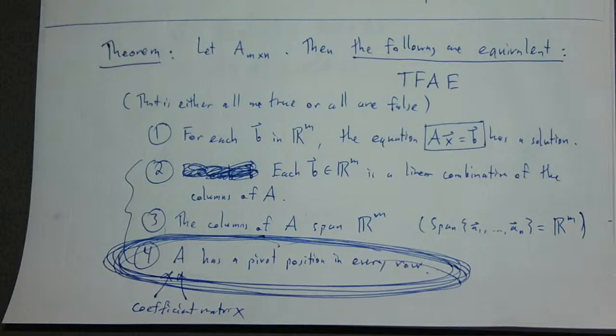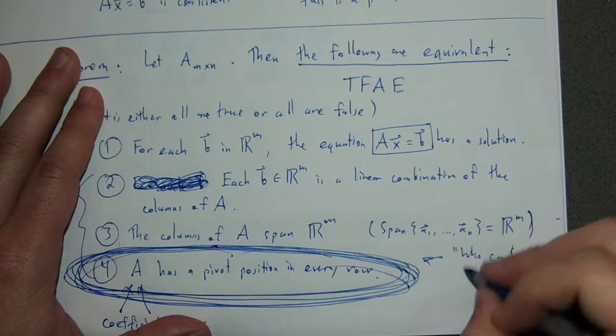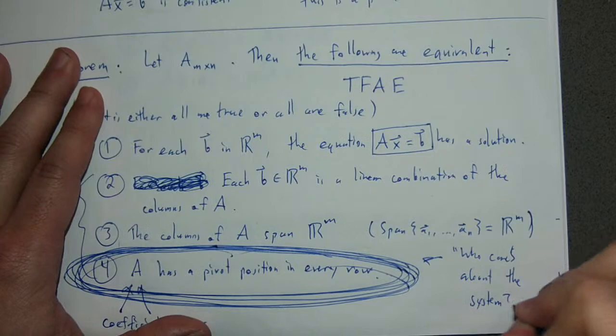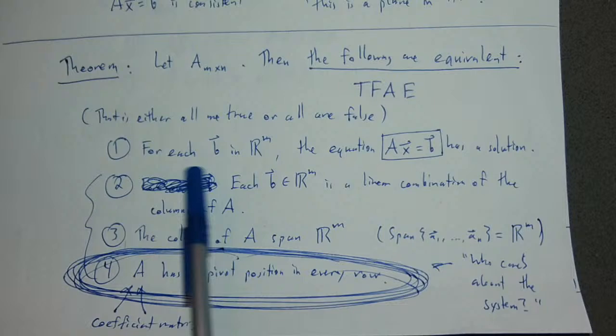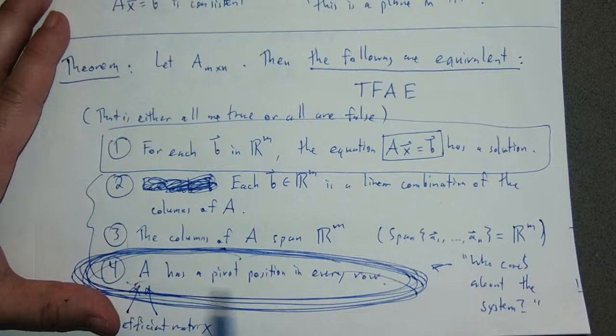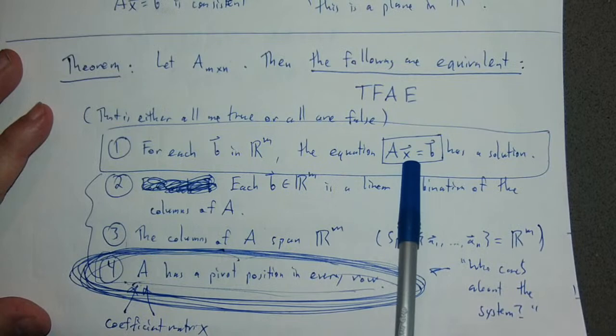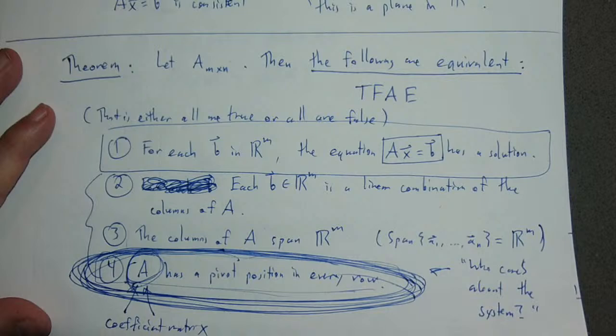So what ultimately this theorem tells me is that who cares about the system? Right? What do I mean by that? Well, this number one that I'm looking at says that it doesn't matter what B is, AX equals B has a solution if A has a pivot position in every single row. So a way of thinking about this is, if all I care about is whether or not this thing has a solution, then I can toss out the underlying system and just focus my efforts on A, right? So I can toss out the underlying linear system.